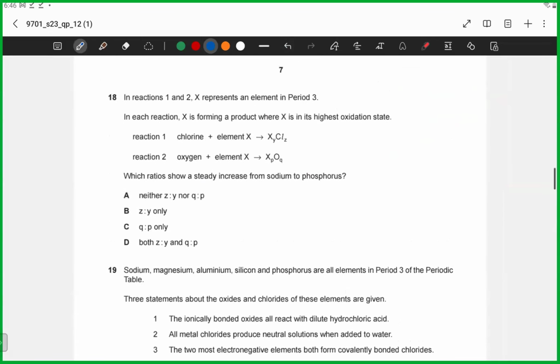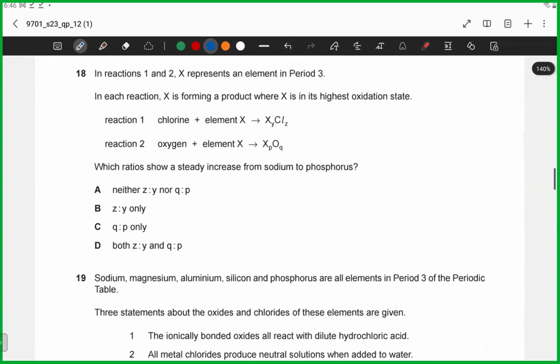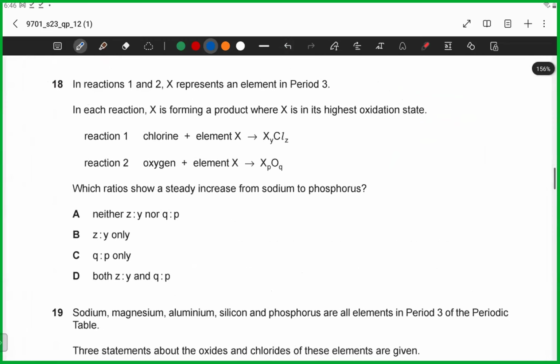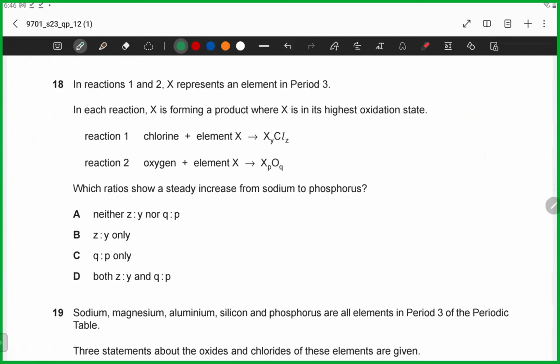Yes, sir. हाँ, ये वाला ना. अच्छा, ये बहुत ही फालतू का क्वेश्चन है लेकिन it's just going to consume a lot of time. In reaction 1 and 2, X represents an element in period 3, so it could be any element. ठीक है? In each reaction, X is forming a product. Period 3, remember period 3. तो वो मैं लिख देता हूँ Na, Mg, Al, Si, उसके बाद क्या आता है? P, S, Cl, argon. ठीक है?